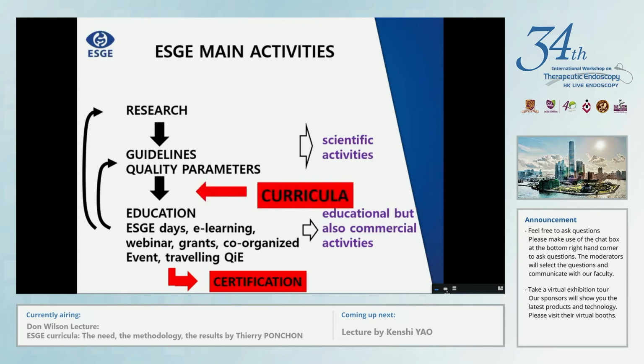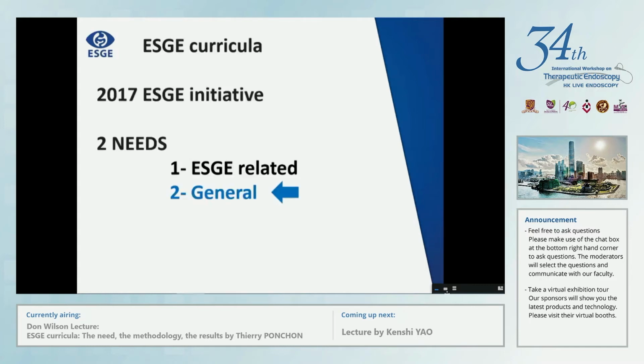But the second one is curricula. In between guidelines and education, you should explain how people should be trained. You should have precise guidelines concerning education. That's why I launched these activities in Europe in 2017. So this was the need from a European society perspective.